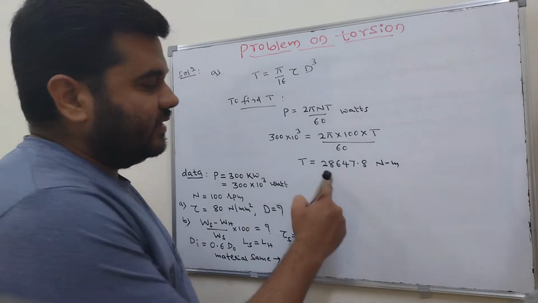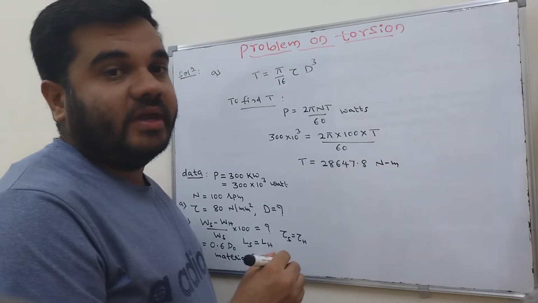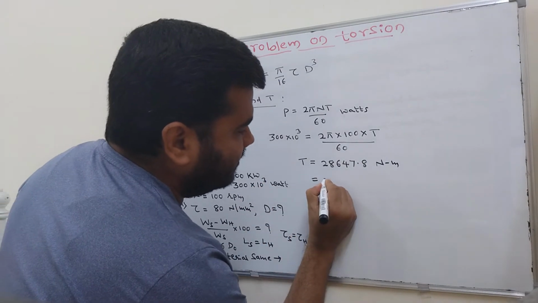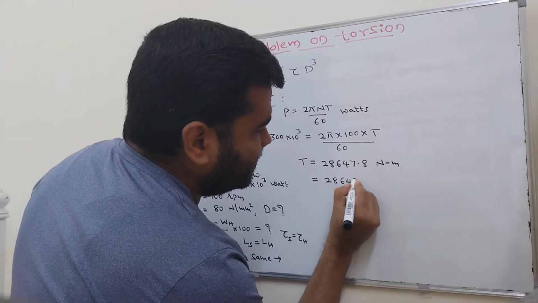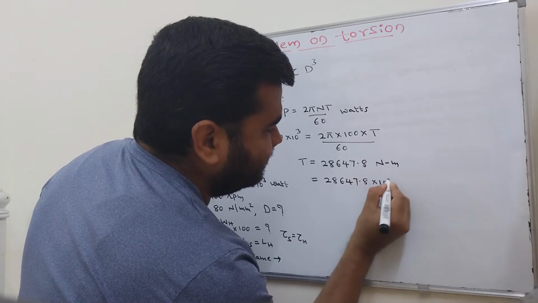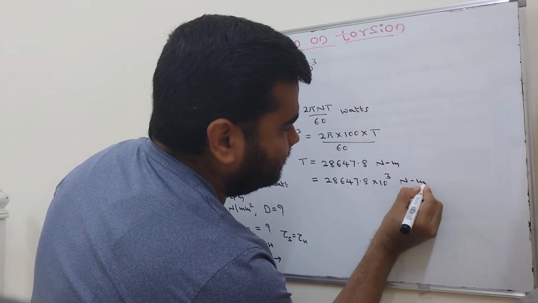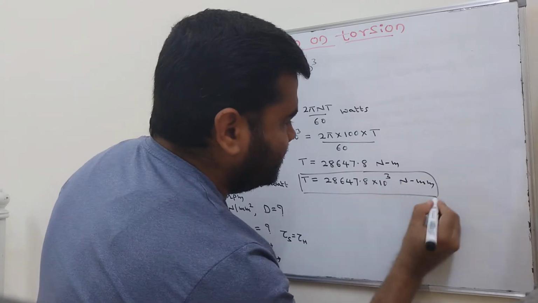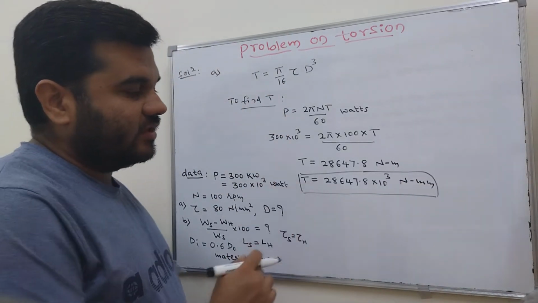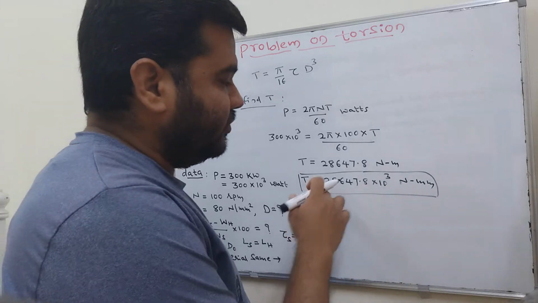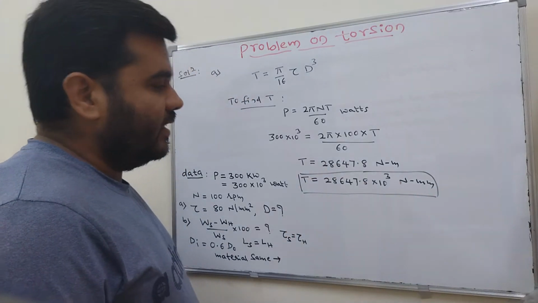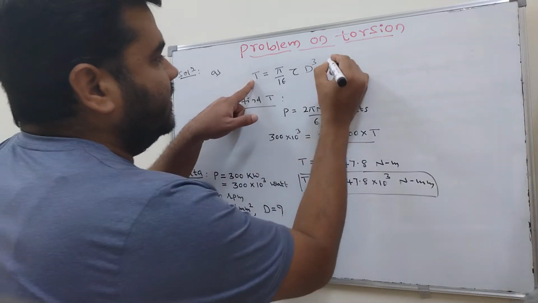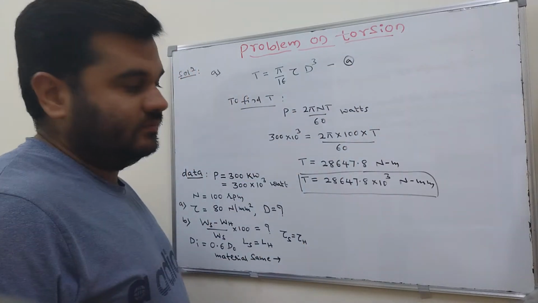Normally we obtain this in Newton meter, so convert the torque from Newton meter to Newton mm, because everything else is in millimeters. So this becomes 28647.8 into 10 raised to 3 Newton mm. This is the torque for the solid shaft. Remember this torque, as we still need to substitute it in the further equations. Once we find the torque, where do we go? Go to equation A, which I'll label as equation E.